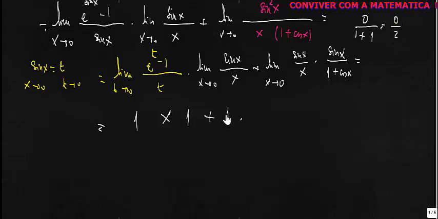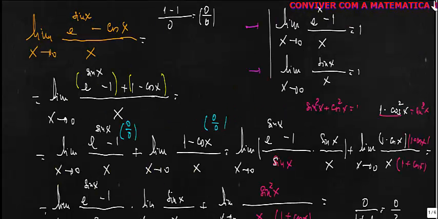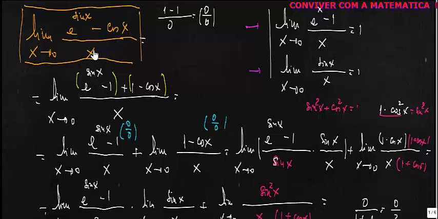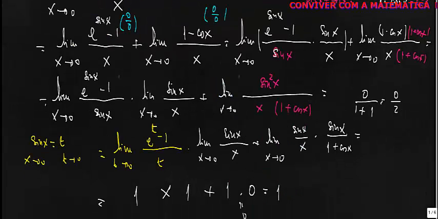So I will get over here 1 times 0, and as 1 times 0 equals 0, I will get, of course, 1. And the value of this limit that I had put over here, as you could see, equals 1. So this is my video for now.